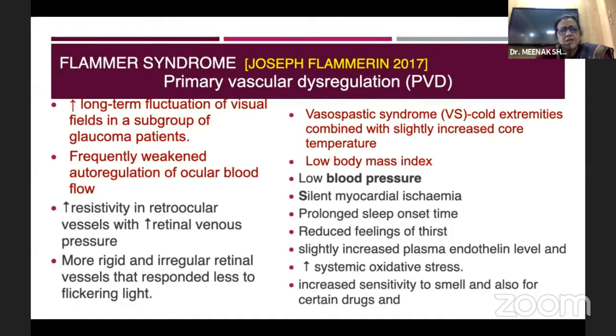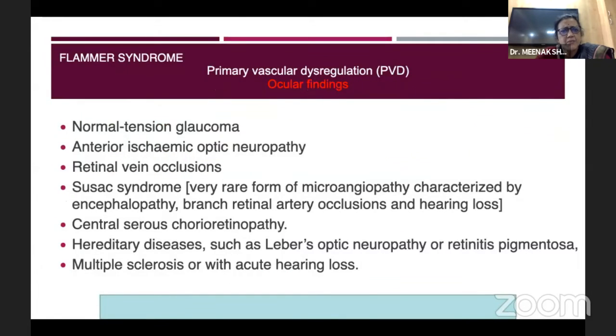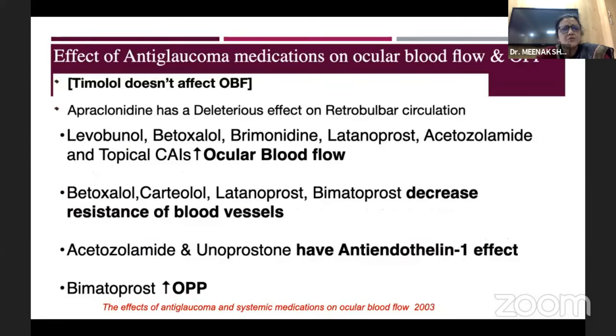And it has been found that they do have vasospastic syndrome, cold extremities, which Dr. Sunil had also alluded to. These people can have a multitude of ocular problems apart from NTG, AION, and vein occlusions, etc. So we should think of doing OBP in such patients.